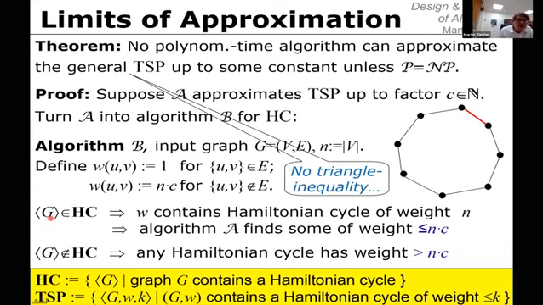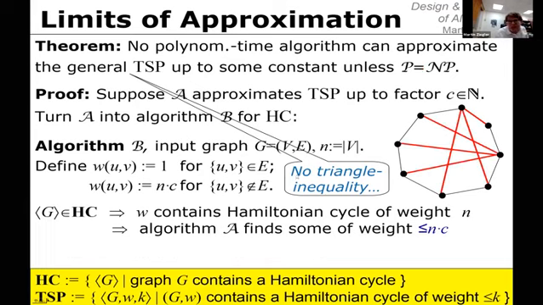So put differently, using a hypothetical polynomial time approximation algorithm with factor c, we can convert that into an algorithm which decides the Hamiltonian cycle problem also in polynomial time, which we know is impossible unless P equals NP. So that means that the non-metric general traveling salesperson problem cannot be approximated up to any constant factor c. And now why is that here with the non-metric?